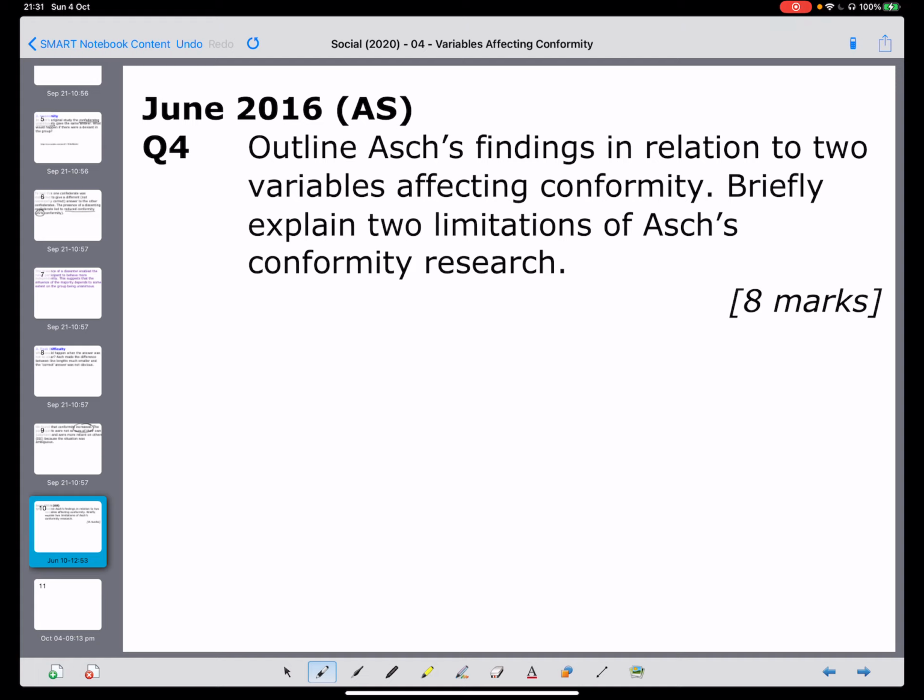It was an AS exam, so therefore it's one of the reasons why it's an 8-marker, but of course it could be a 16-marker. So what they want you to do is to be able to outline 2 variables, and you can choose them, and explain how it affects conformity, and then to evaluate that.